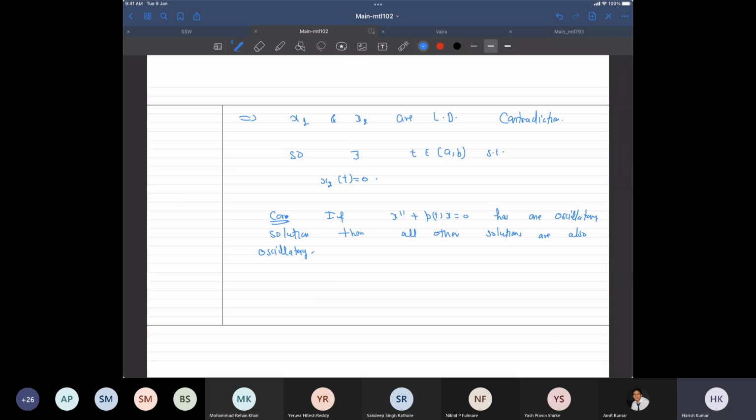Okay. Why? You take any other solution, either it's linearly dependent or linearly independent. Right? There are only two linearly independent solutions for a second order equation. If it's linearly dependent, then it has exactly the same zeros. If it's linearly independent, then it has a zero between two consecutive zeros of that solution. So of course, if the first one has infinitely many zeros, the other one will have to have infinitely many zeros. Okay. So this is trivial. It's just an observation.